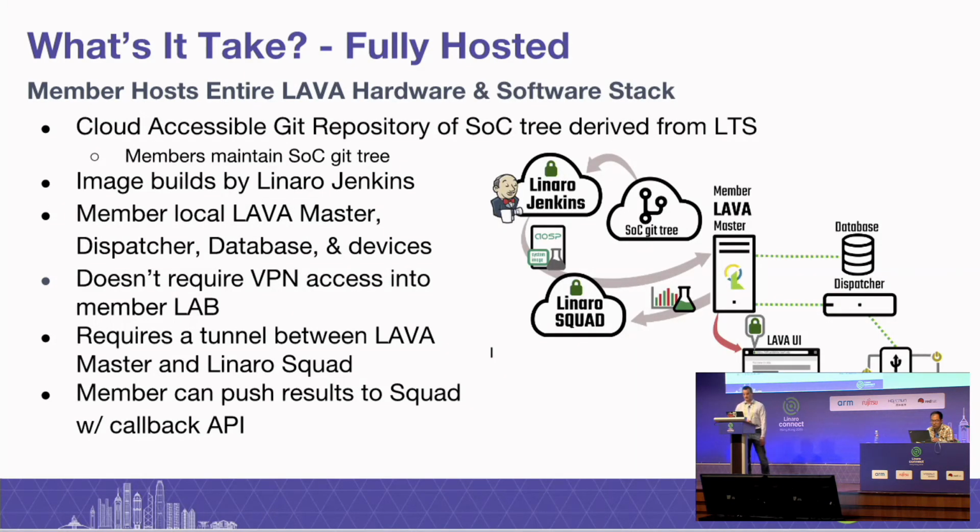Then we have the fully hosted option, where the Git tree is available to Linaro. The Lava master is actually maintained within the member company. The dispatcher is within the member company. You have your own member URL, internal to your intranet, where Lava is reporting results. The database resides within your company as well. There is a tunnel between Linaro Lava master and Linaro SQUAD or QA reports. But the primary difference here is that the master is within your labs.